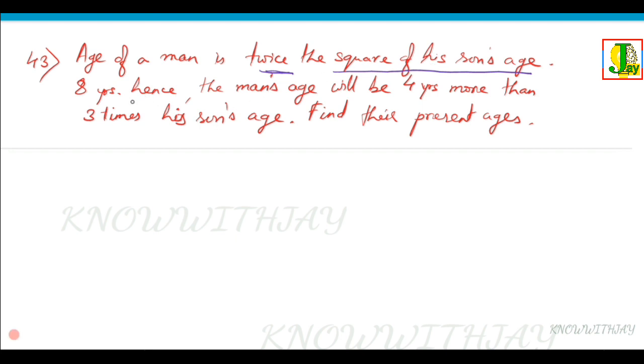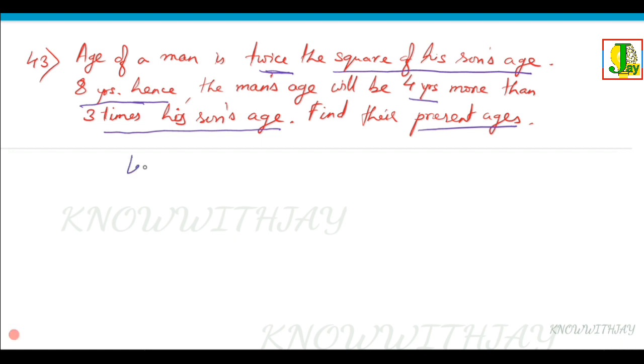So 8 years hence, after 8 years, the man's age will be 4 years more than 3 times his son's age. Be careful when you are reading all this and writing it in the expression format. So you have to find their present ages.